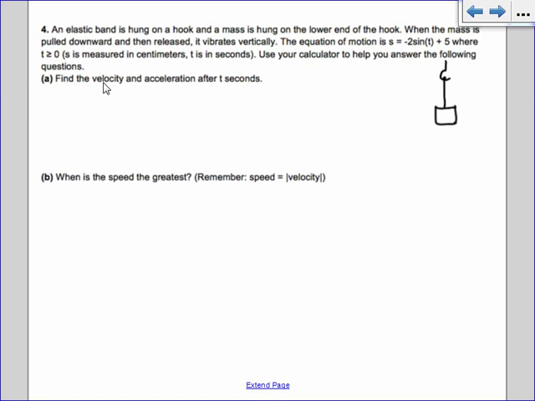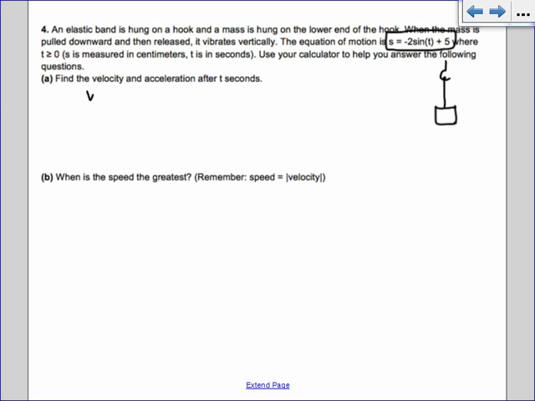So it says the equation of motion is given by this. So this is our position. For t is greater than or equal to 0, we can't have negative time. And s is measured in centimeters and t is in seconds. So it's definitely telling you s is our position. It's in centimeters. It's a distance, right? A length. So use your calculator to help you answer the following questions.